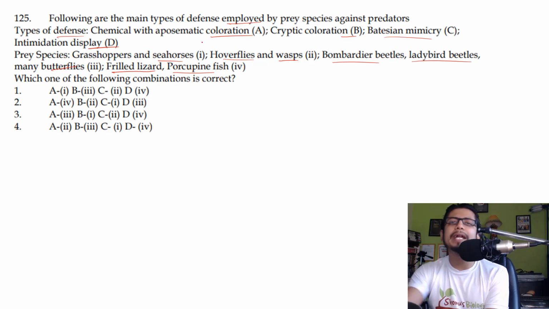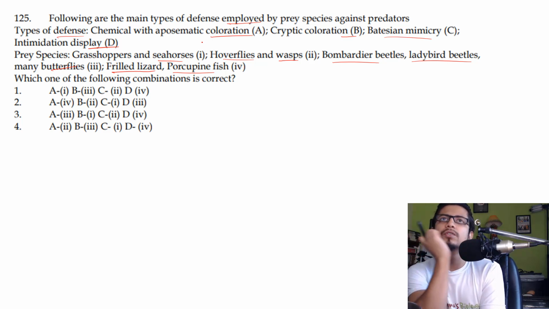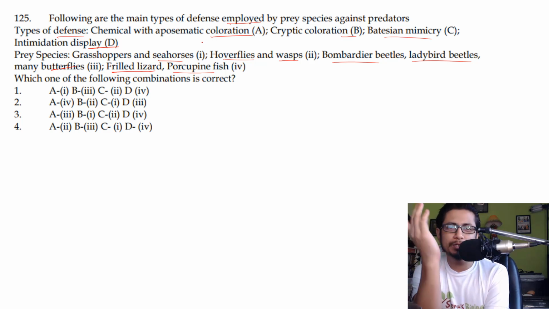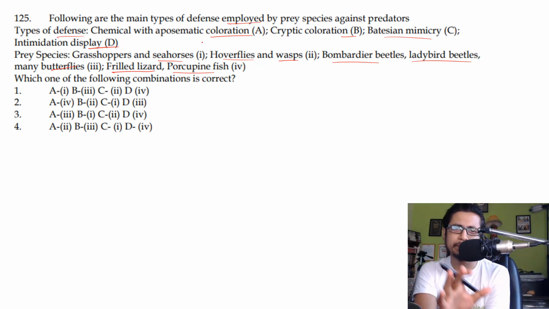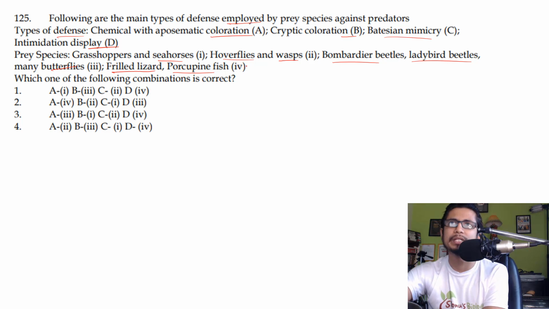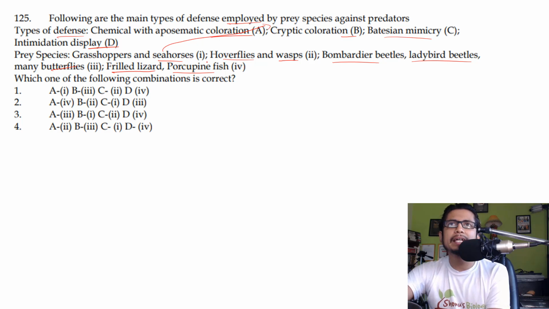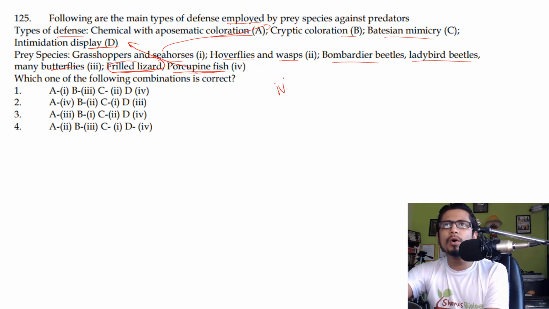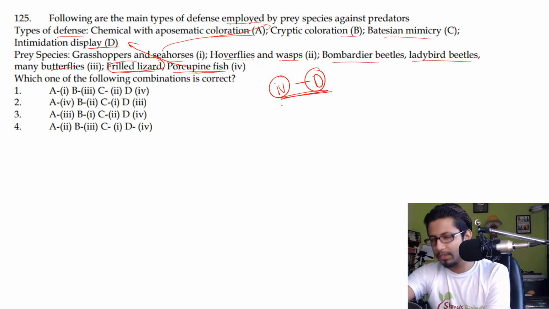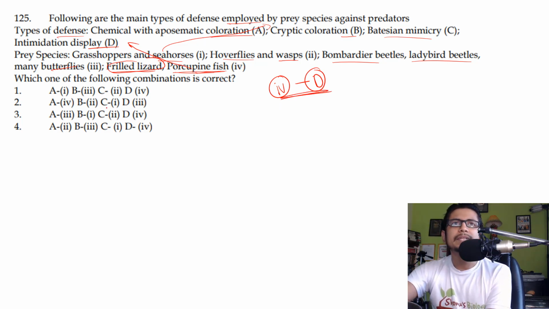Frilled lizard, and so you need to know at least one or two of them. Now which one you should know depends on your study. If you're from zoology, you have a different study. From microbiology, people have little difficulty understanding this kind of question. Anyway, we know one thing: these grasshoppers and seahorses use cryptic coloration. Or else, if you know that the frilled lizard or porcupine fish cause the intimidation display, that is 4 goes with D, means D is 4. So if you know that D is 4, then we can eliminate only option 2, rest of the options are still in place.